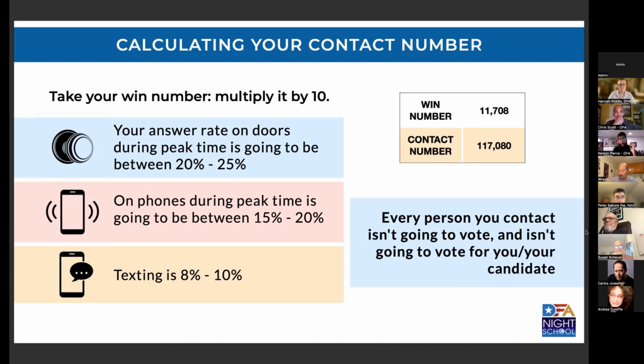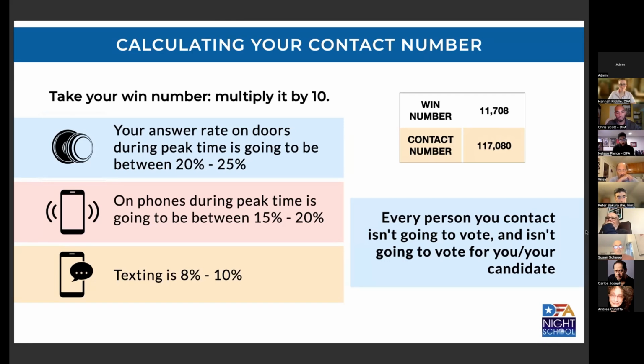The reason why we keep that contact number so high is because most of the people you are reaching out to aren't going to even answer the door. The people who answer the door, all of them are not going to support your candidate right away. And so in order to be able to effectively get to the win number, we need to plan to contact many more people. So between 20 and 25% is your typical answer rate on doors.